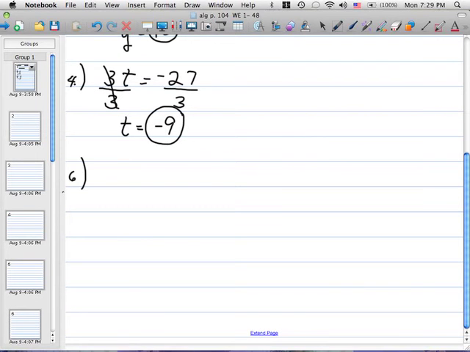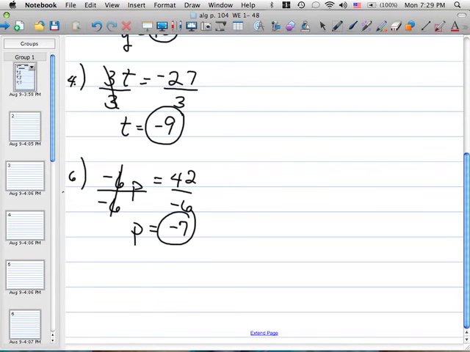Problem number 6, we have negative 6p equals 42. We're multiplying by negative 6. The opposite of multiplying by negative 6 is dividing by negative 6. Those cancel out, leaving us p, and 42 divided by negative 6 is negative 7.